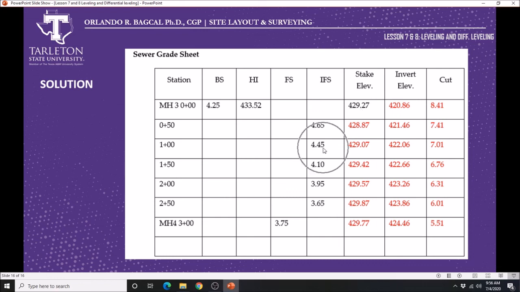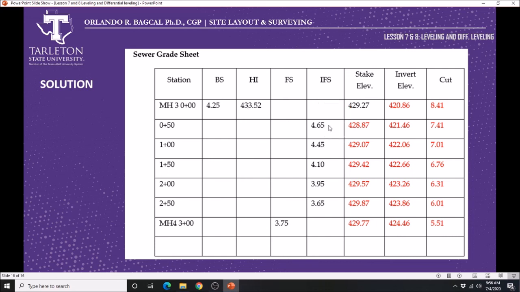These are the values that you will be determining in the field: the foresight and the backsight, and you need to calculate this one. How do you calculate this? This value plus the backsight equals the height of instrument. The height minus either the foresight or the intermediate, this is IFS, intermediate foresight. So you subtract this value minus this, and it is equal to this value here. This value minus this equals this.